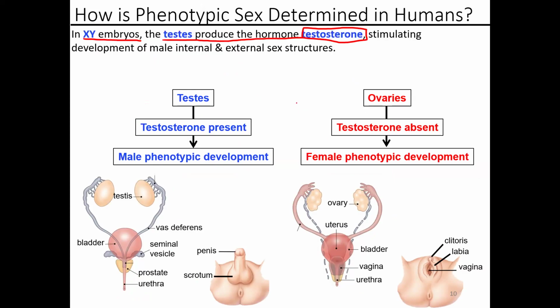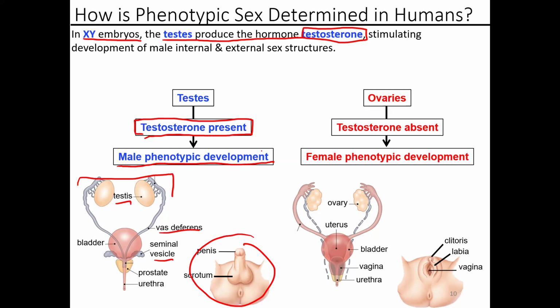So once we start developing that, we're going to have testosterone present. And with that testosterone present, what's going to happen is the male phenotype is going to develop. You can see we have the testicles here, vas deferens, seminal vesicles, prostate, urethra, penis, scrotum, all of those things. Again, this is going to be that external portion, and this is going to be that internal portion.